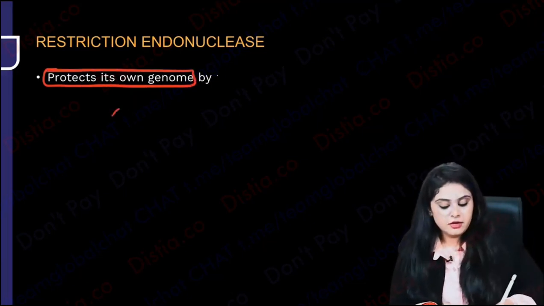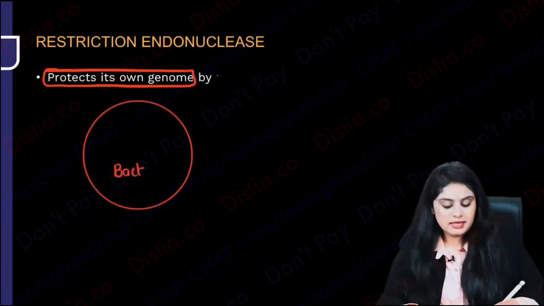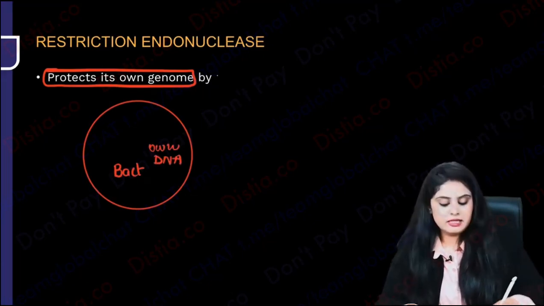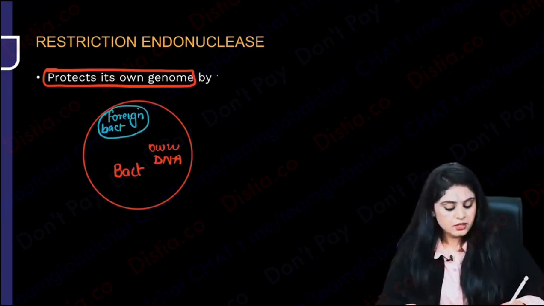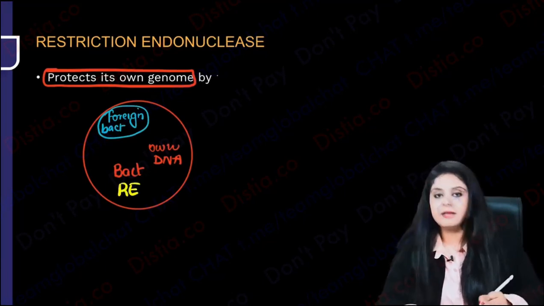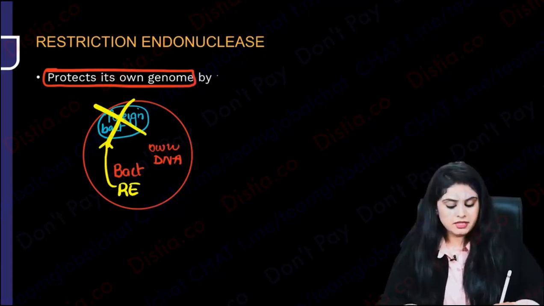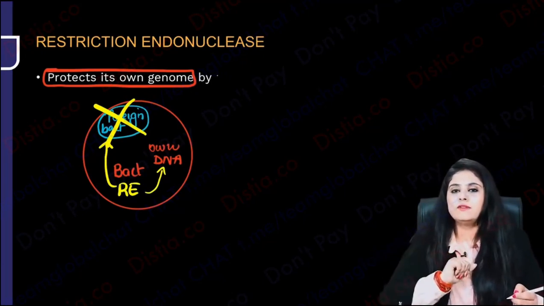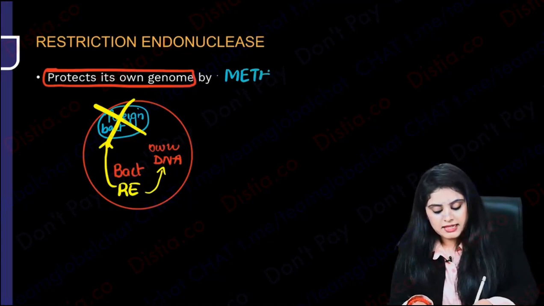I'll tell you something. See, for example, if this is a bacteria, and this is its own DNA, and unfortunately some foreign bacteria has also entered into it, so this is the foreign DNA. You will say, fine ma'am, I have a restriction enzyme. Will the restriction enzyme go and kill the foreign bacteria? Of course it will kill it, but will it go and kill the self DNA? No. It will go and say, Arey, this is my own DNA. I don't have to kill it. How did you get to know? Because there is a process known as methylation.